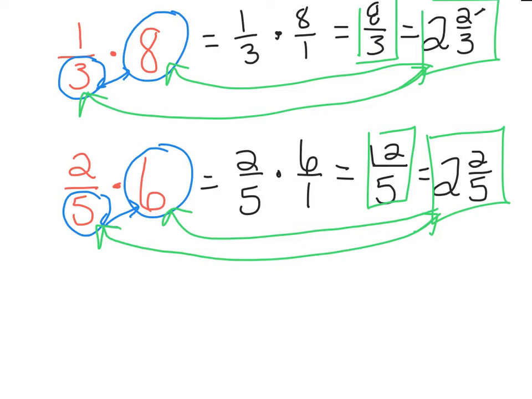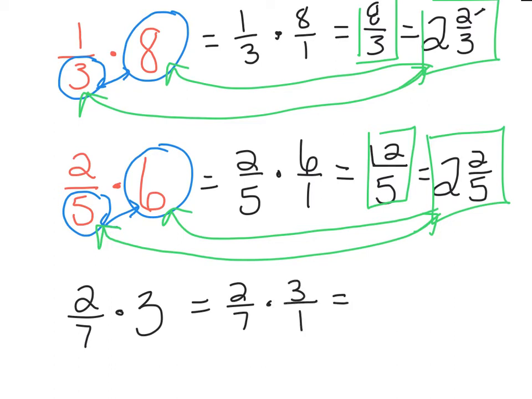Now let's look at an example of a problem where the final product will be a fraction, but a fraction less than 1, so not a mixed number. An example of that might be 2/7 times 3. Well, that is 2/7 times 3/1, and that leaves us with only 6/7.